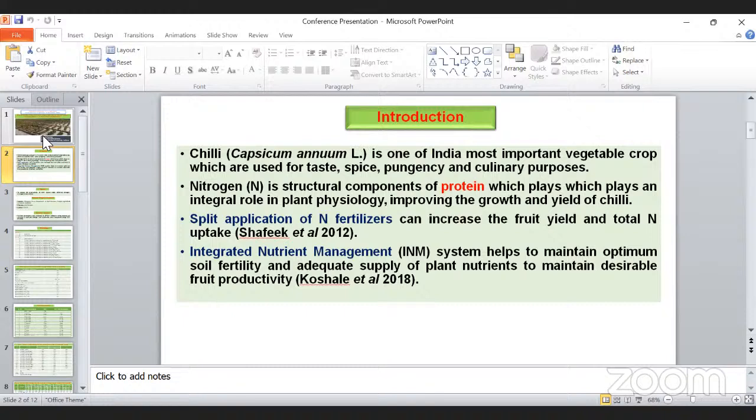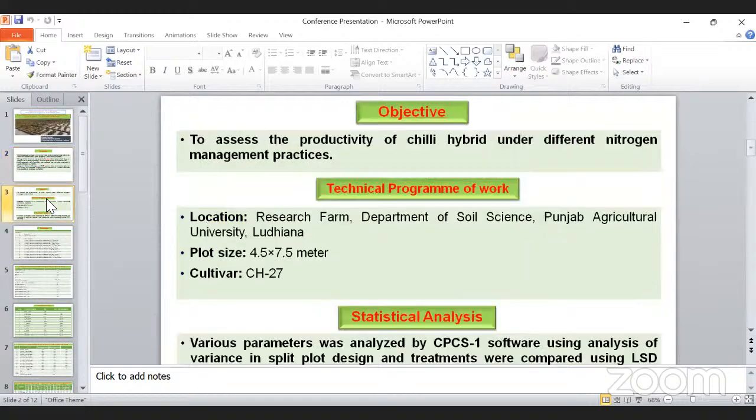So nutrient management techniques like split application of nitrogen can increase the fruit yield and total nitrogen uptake, which helps in reducing nitrogen losses and improves nutrient use efficiency along with fruit yield. And integrated nutrient management, that is the integration of organic manure, that is farmyard manure, with nitrogen fertilizer, helps to maintain optimal soil fertility and an adequate supply to maintain the desirable fruit productivity.